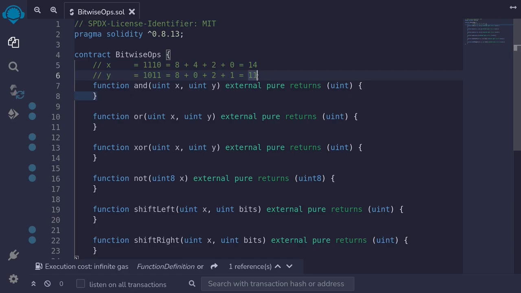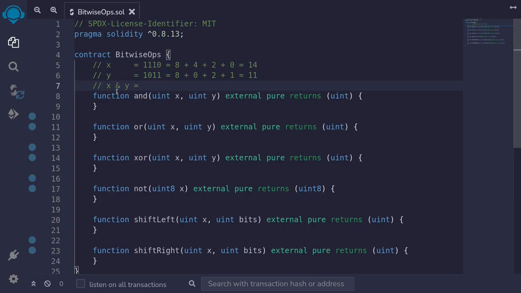In binary representation, we can represent x as 1, 1, 1, 0. This is equal to 8 plus 4 plus 2 plus 0, which is equal to 14. Likewise, y can be represented as 1, 0, 1, 1. Now the bitwise AND operator looks at each bit of the inputs and returns a 1 if both of them are 1, otherwise it returns a 0.